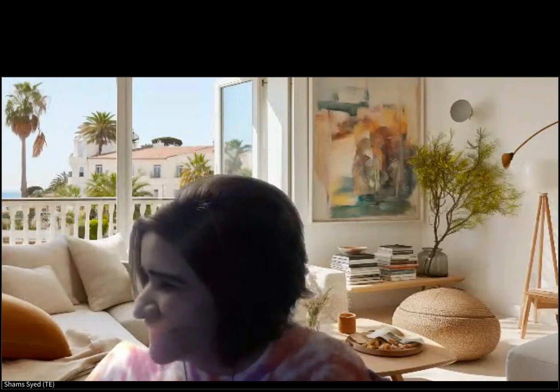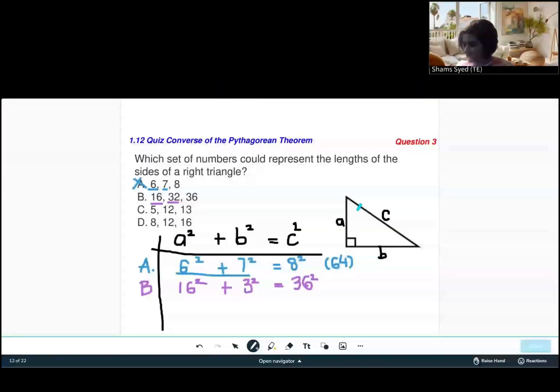Oh, Alexis already says it didn't equal. Alexis, you're too fast. Here we are. Did not share the right screen. Let me try again. This is what we're supposed to be doing.